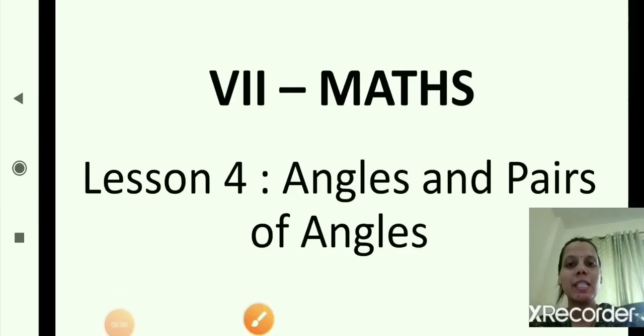Morning students, in the previous session we have completed question number 2 from practice set 21. Now today we will start with question number 3 from practice set 21, which is the last sum from your practice set 21.